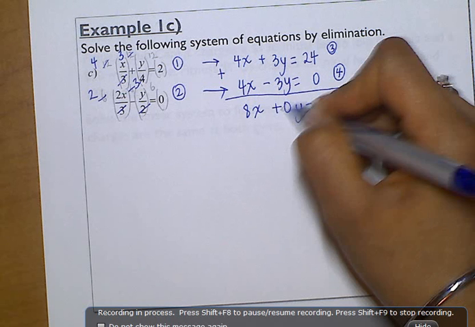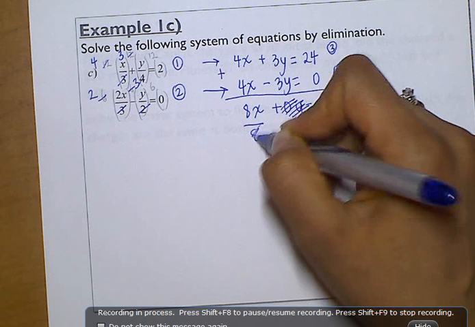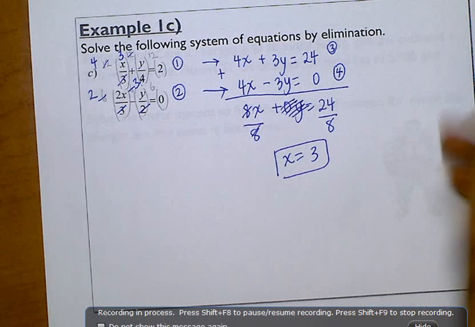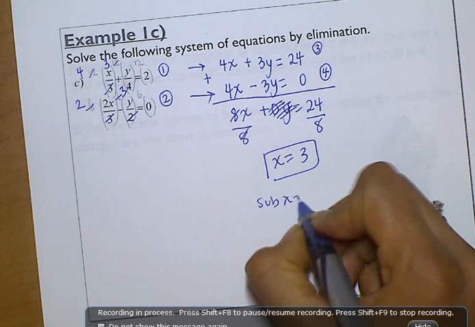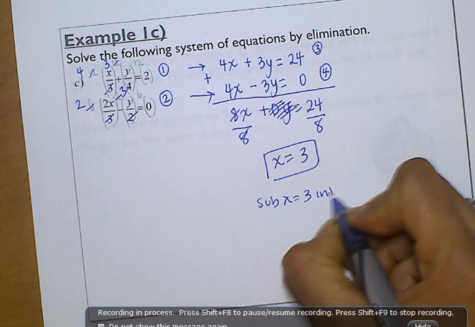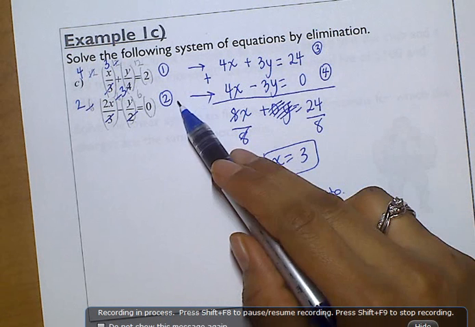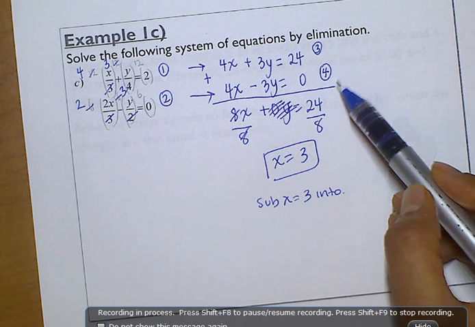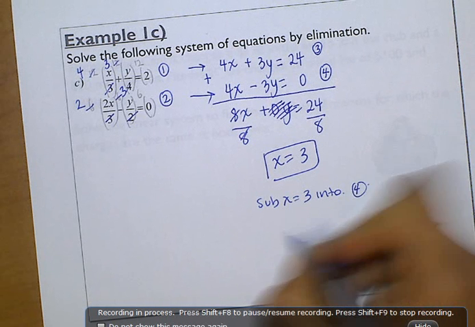4x minus 3y equals 0. That's 4 times 3 minus 3y equals 0. 12 minus 3y equals 0. Move the negative 3y to the other side, and then you're going to divide both sides by 3. And that means y equals 4. Therefore, my solution, x comma y, is 3 comma 4.